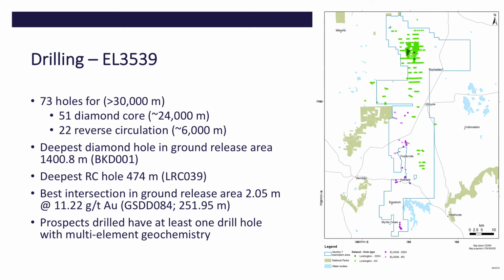The drilling dataset for EL3539 contains only 73 drill holes, but 51 of them are diamond. Most of these holes were testing the structural settings and the strike continuation of mineralisation. The deepest hole in the ground release area is 1,400 metres, and this was drilled at the Backhouse Prospect east of Axdale. The best intersection is 2.05 metres at 11.22 grams per tonne gold, and that was from the Gornong South Prospect, which is north of Fosterville.